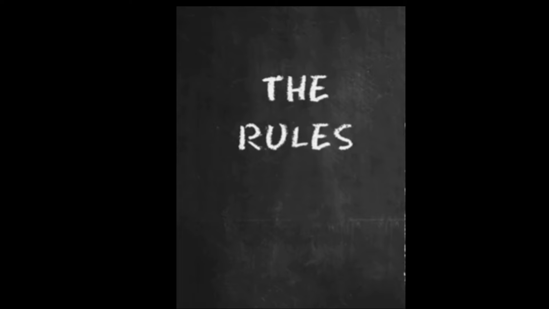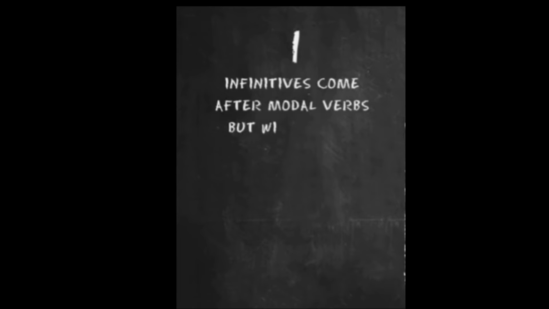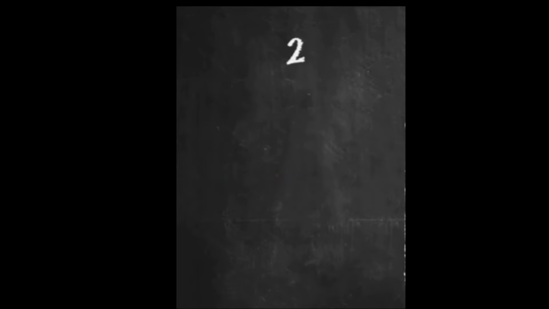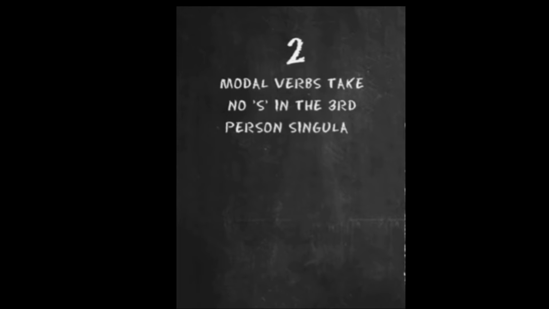What can you do with them? What can't you do with them? Without these rules, you're going to find it very difficult to use them. But the good news is that all of these rules apply to the 9 modal verbs that we're looking at in this lesson. So, rule number 1. Infinitives come after modal verbs, but without to. Okay? So, we're saying, I might eat pizza. I can play football.